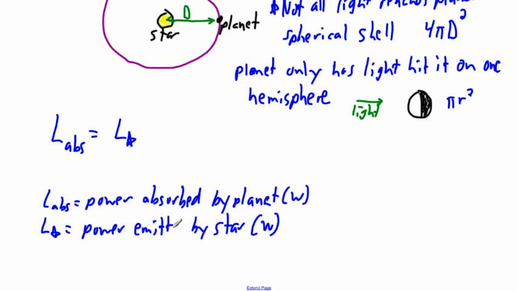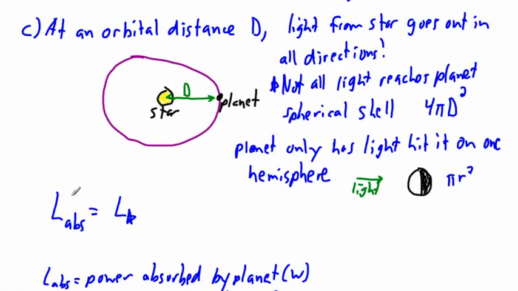So the main thing to keep in mind is that the power absorbed by the planet is going to be some fraction of what's actually emitted by the star. The star is kicking out light, and the first thing is that it's going in all directions. So there's only a piece of it that's actually reaching this planet in theory, and that's 4 pi d squared, depending on what distance it is.